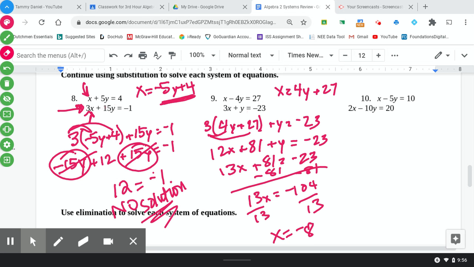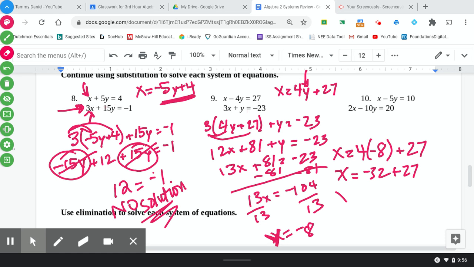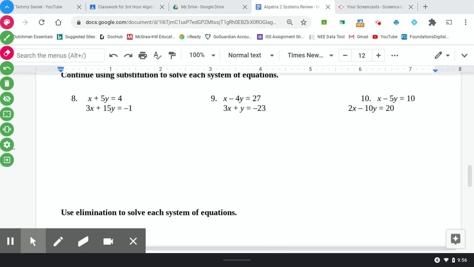Okay, so now I can take that negative 8. Oh, that should be a y. Sorry. Y is negative 8. I put the negative 8 right there. So that is x equals 4 times negative 8 plus 27. So x is negative 32 plus 27, or x is negative 5. So your answer here is negative 5, negative 8. That's number 9.